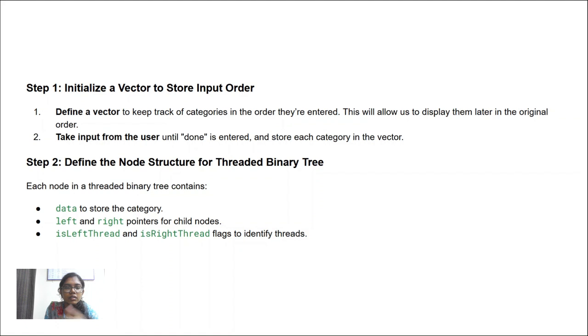Step 2 is to define the node structure for the binary tree. Here, data is given to store the category, and left and right are the pointers for child nodes. Is left thread and is right thread are flags.